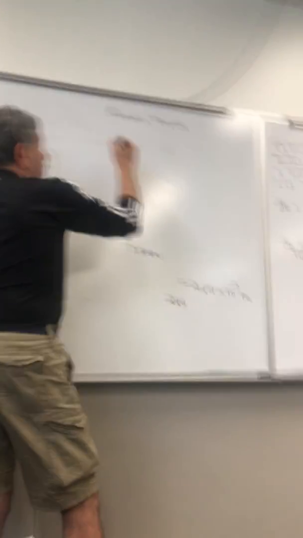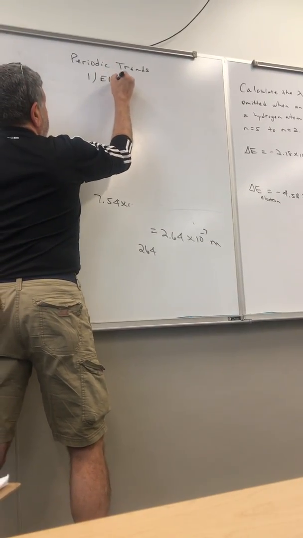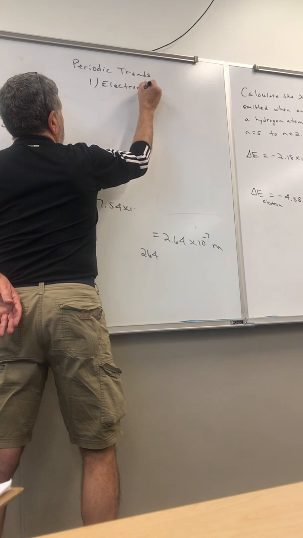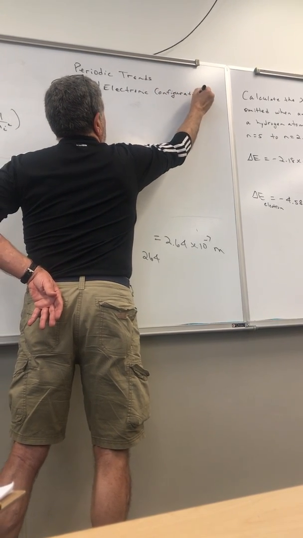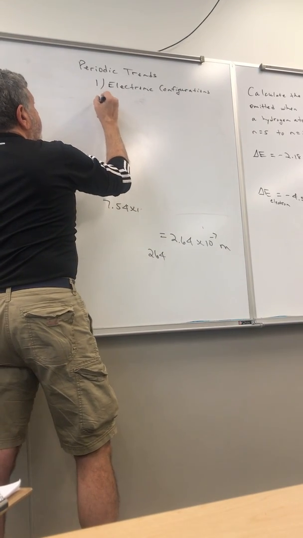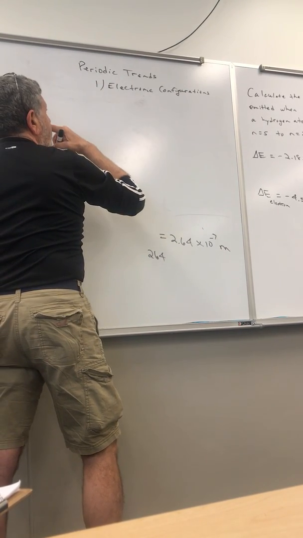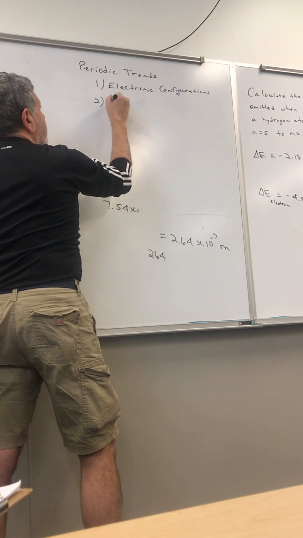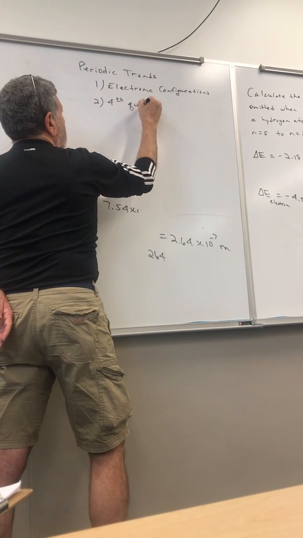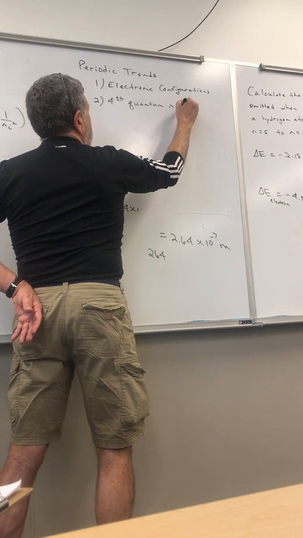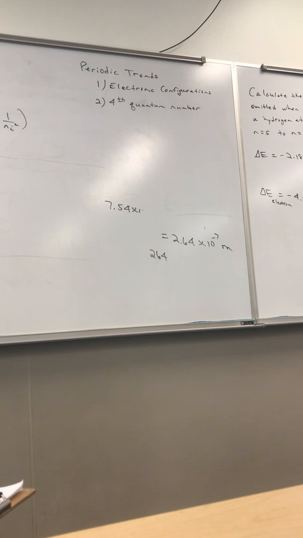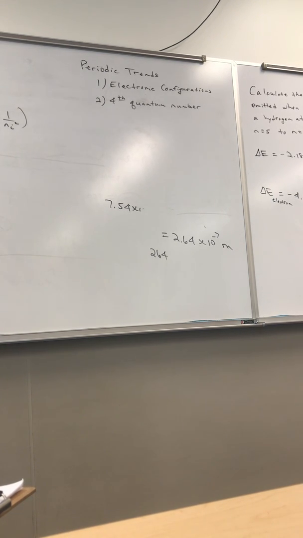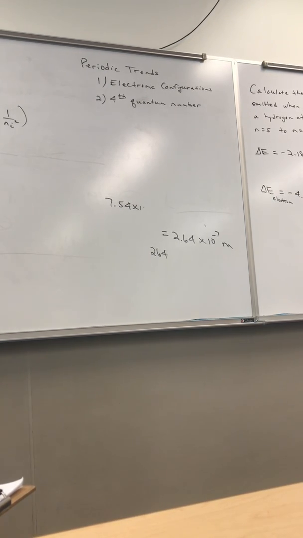Some other things that will be highlights in this chapter is we'll be doing electronic configurations. That sounds familiar. And as I said, periodic trends, and we'll introduce the fourth quantum number. So those are the things that we'll see in chapter 8.